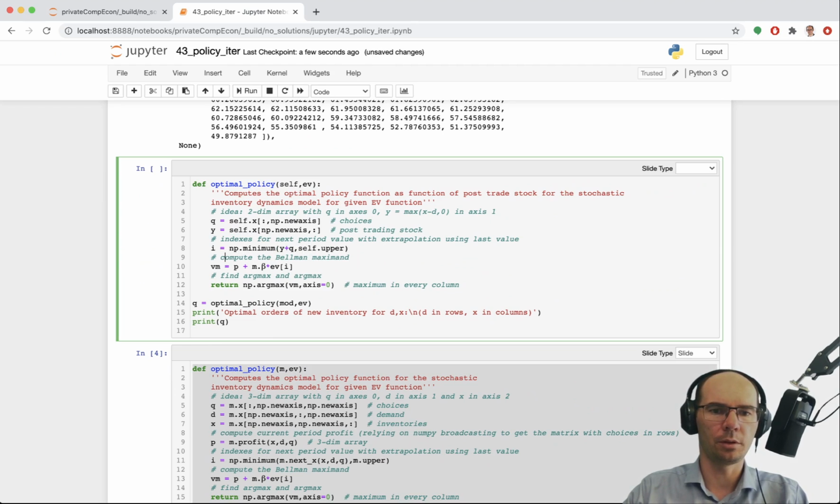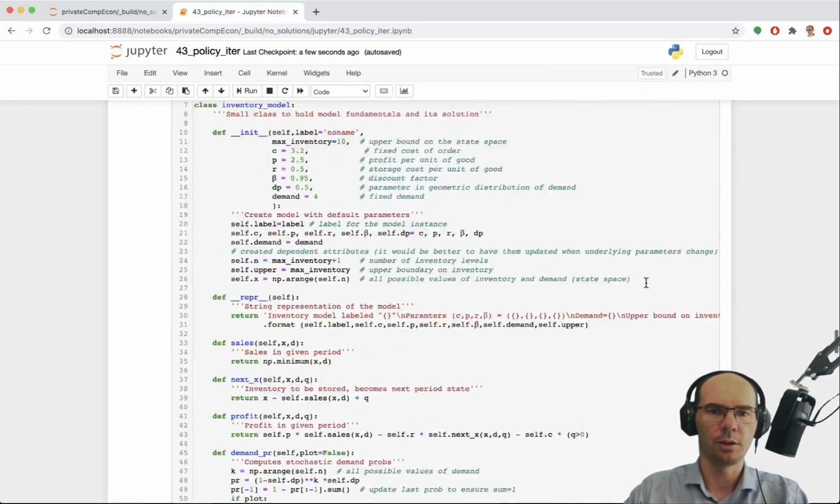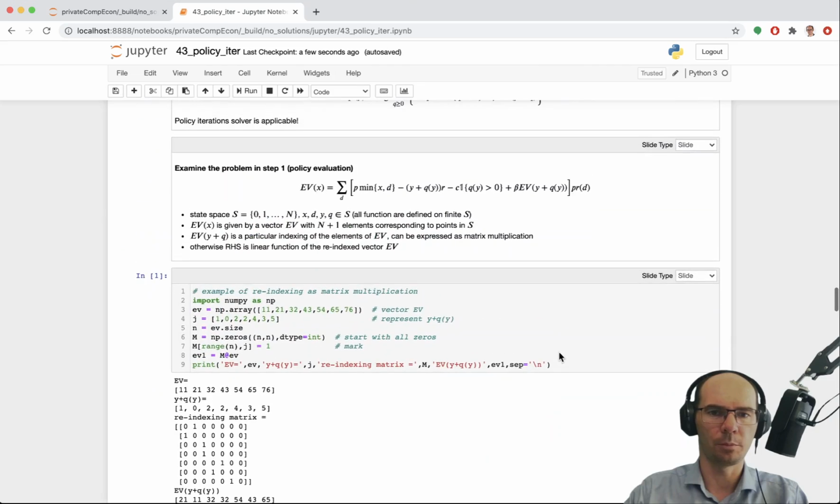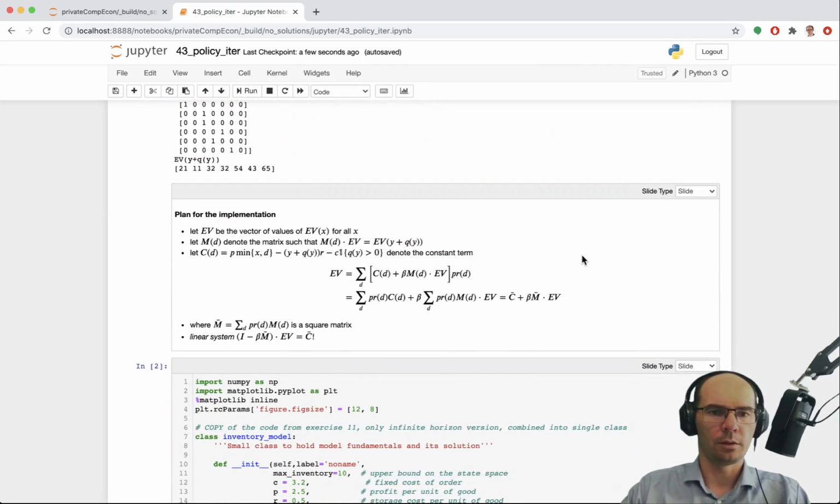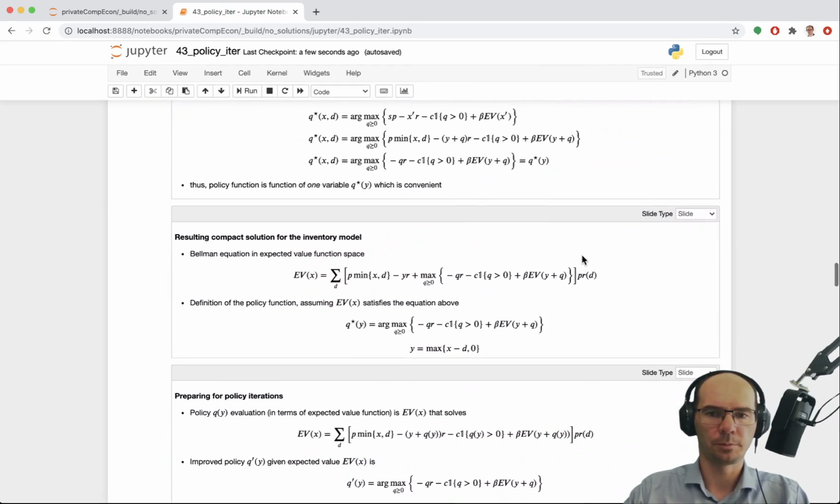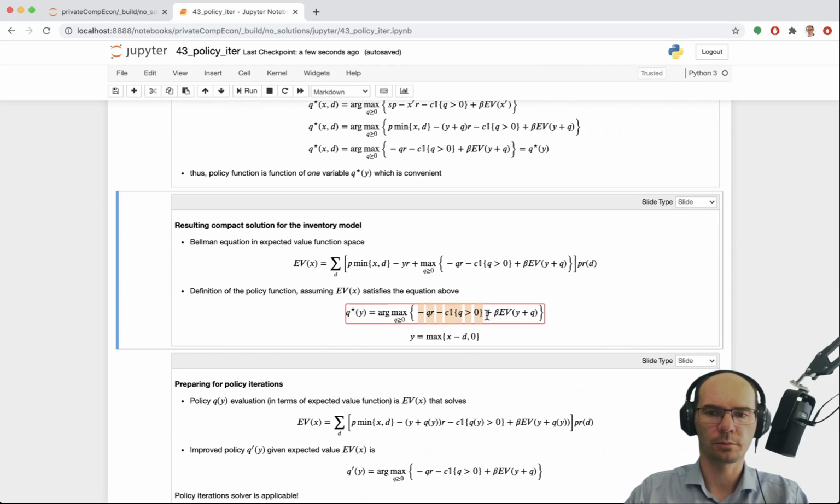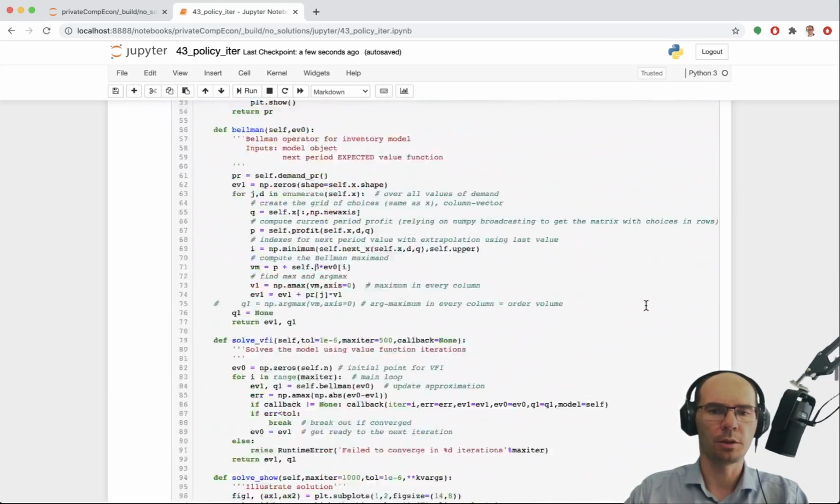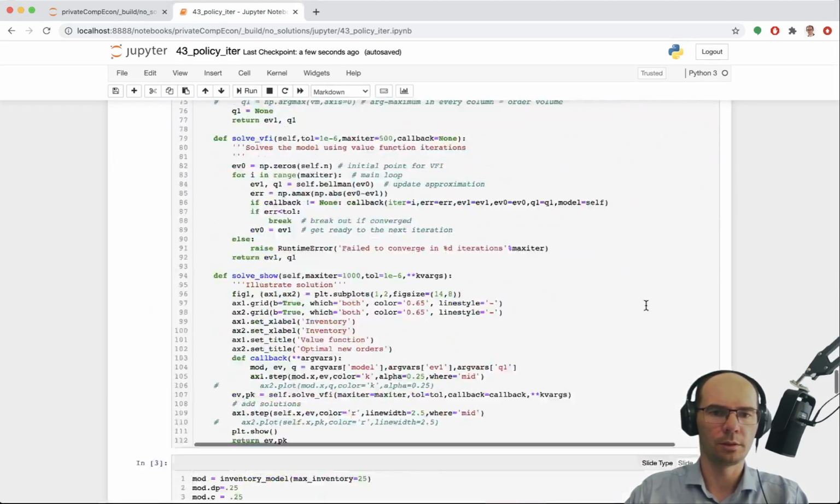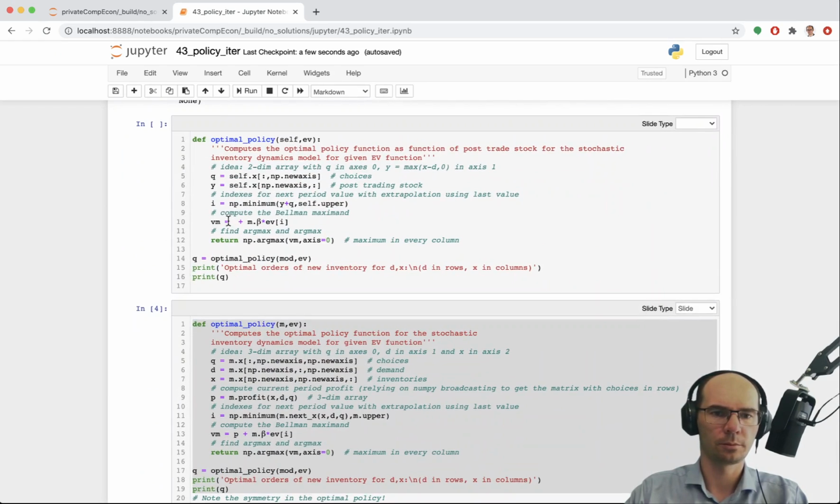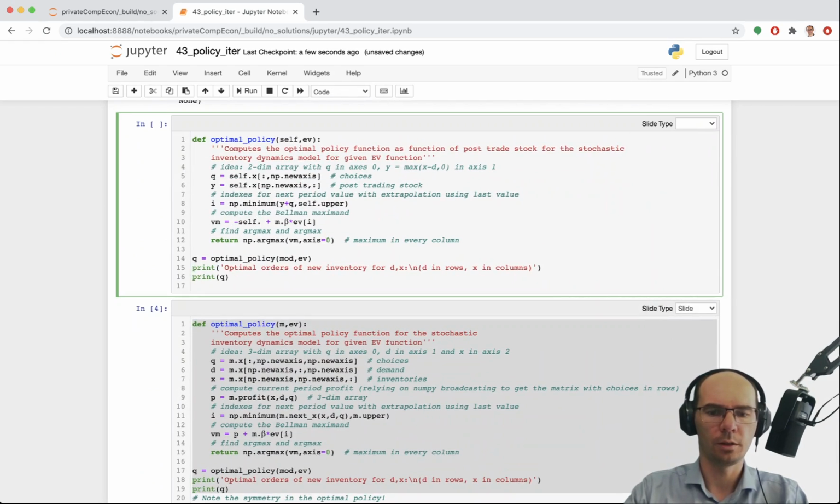So compute the Bellman maximand. This is going to be Vm. Oh, now this P is not the profits, right? But the simplified profits, or simplified payoffs, which is where? It's here. Just this that we need. So minus Q times R. Self.R times Q minus self.C times Q greater than 0.